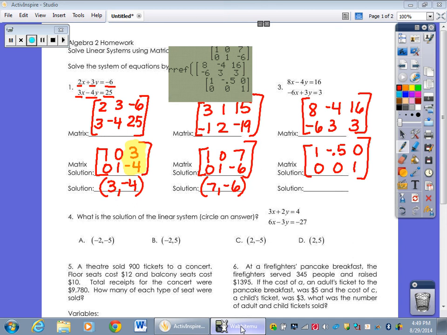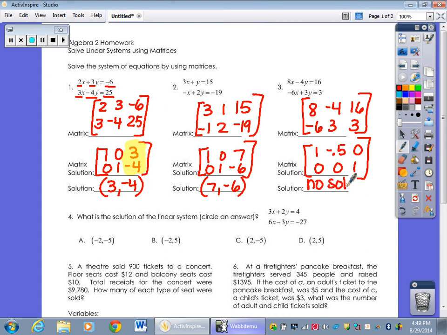So we talked about how in class, when we don't have the 1, 0, 0, 1, that is a special case. And so when the bottom row has 0, 0, 1, that means there is no solution. These were parallel lines, they did not intersect. Okay, circle the answer here.